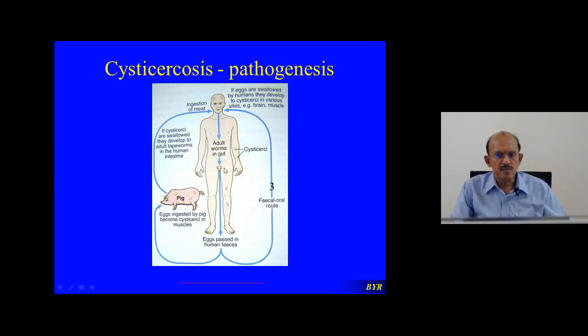Sometimes what happens is that these eggs contaminate the water source. That means fecal matter contaminates the water source. So the person takes the contaminated water. The eggs will be swallowed by the adult human being, and these eggs pass into the alimentary tract, penetrate through the gut wall and enter the circulation. They go to the liver and other structures and form cysts all over the body. That is how cysticercosis occurs.